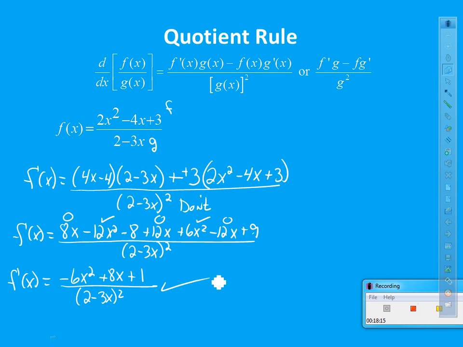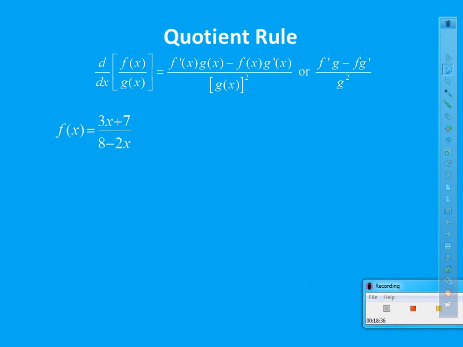In layman's terms again, the derivative of the top times the bottom minus the top times the derivative of the bottom, all over the bottom squared. I've got some more coming your way, so don't panic. Okay. Here's your next example, 3x plus 7 all over 8 minus 2x. You are stuck using the quotient rule on this because this does not allow you to simplify. I can't cancel these x's out or anything. So I am stuck with the quotient rule. That's the only rule I got.